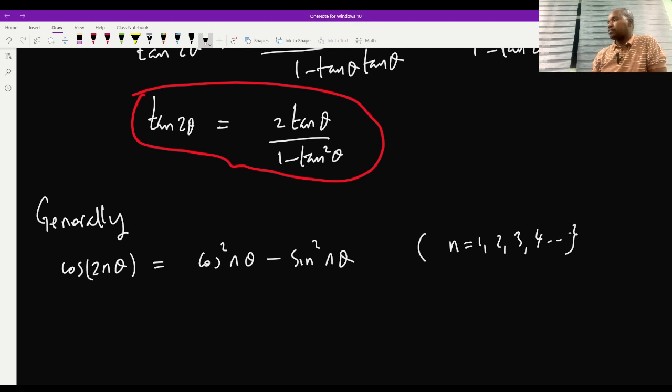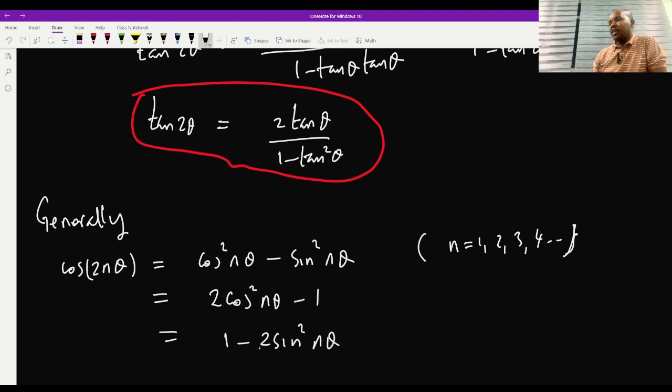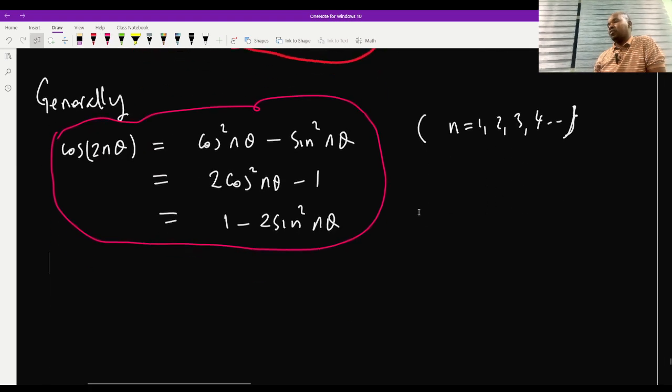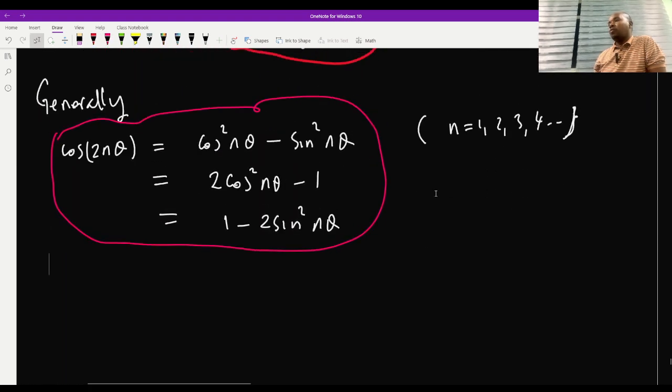Again, this can be rewritten as 2 cos squared n theta minus 1, or this can be rewritten as 1 minus 2 sine squared n theta. It's important to note this generalization, this general way of expressing the double angle formulas.